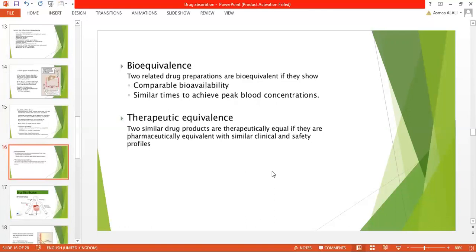Bioequivalence, another term. Here, two related drug preparations are bioequivalent if they show comparable bioavailability and similar times to achieve peak blood concentrations. Therapeutic equivalence: here, two similar drug products are therapeutically equivalent if they are pharmaceutically equivalent with similar clinical and safety profiles.